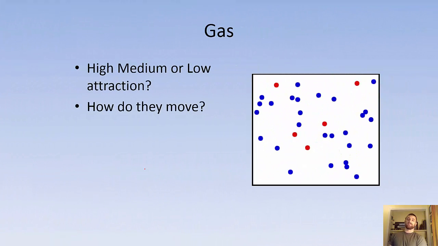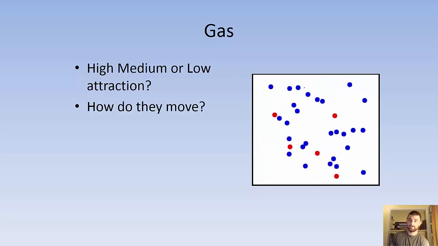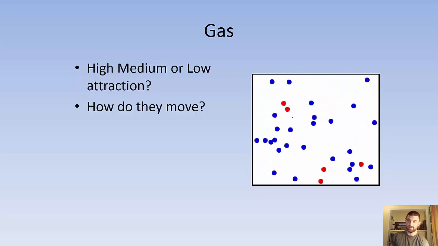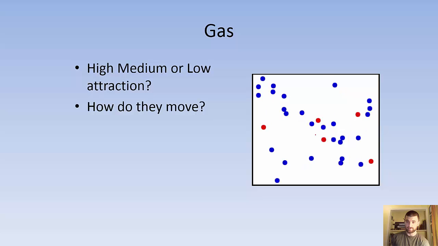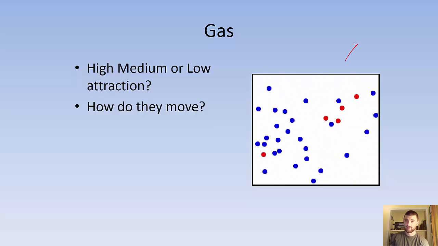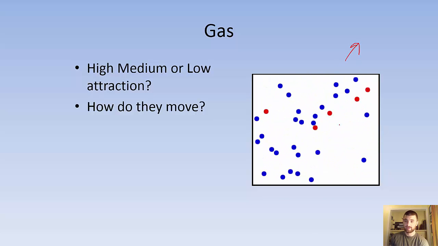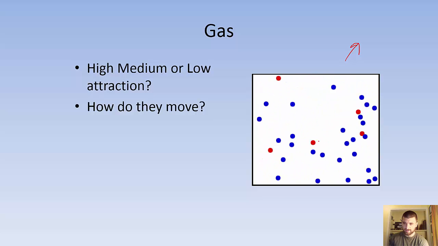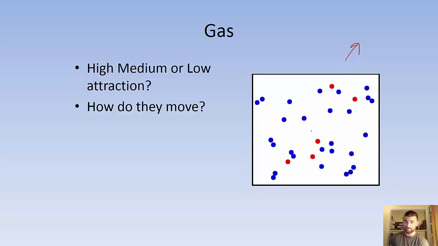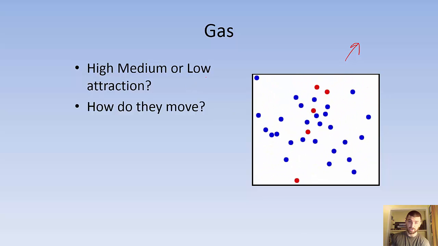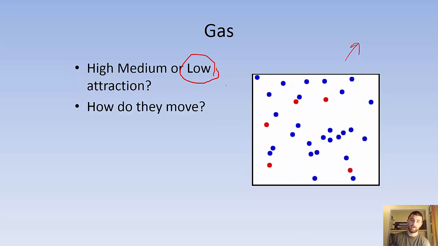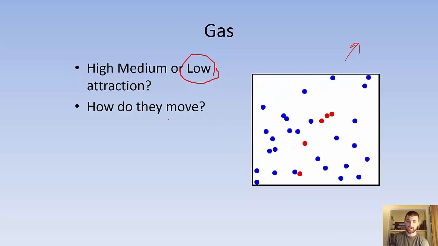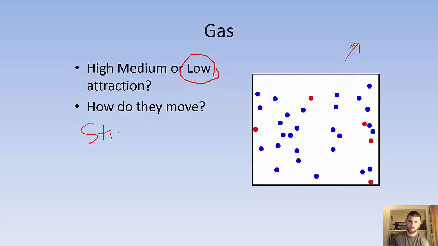All right, so gases are different. They're moving all around. I got this box here. The particles represent gas particles, and you can see they're moving around in straight lines till they hit something. So look at how attracted are they to each other. Well, it looks like they don't really care about each other. They'll bounce off each other and just keep going. So that's a low amount of attraction between those particles. How do they move? They move in straight lines.